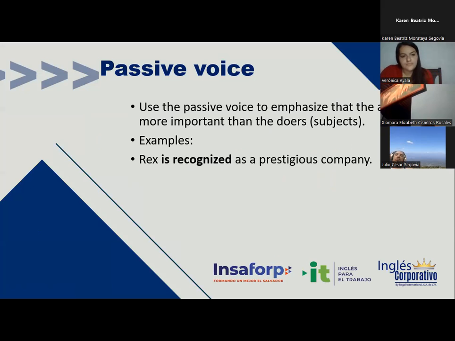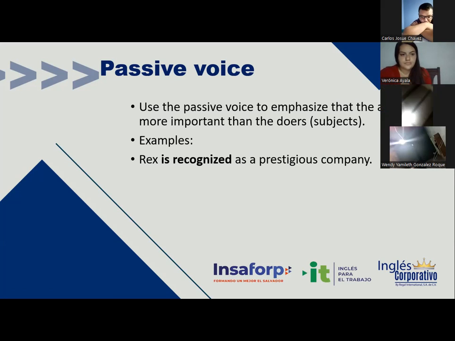Xiomara, can you please help me out reading that example? Rex is recognized as a prestigious company. Okay, Rex is recognized as a prestigious company. Thank you, Xiomara. So if you take a look in there, Rex es el nombre de una compañía, okay? Si ven ahí, básicamente tenemos el nombre de la empresa y luego el verbo to be, pero después del verbo to be, tenemos el verbo principal en pasado participio, okay? Is recognized. So in that case, ahí estamos categorizando básicamente la estructura como una passive voice.